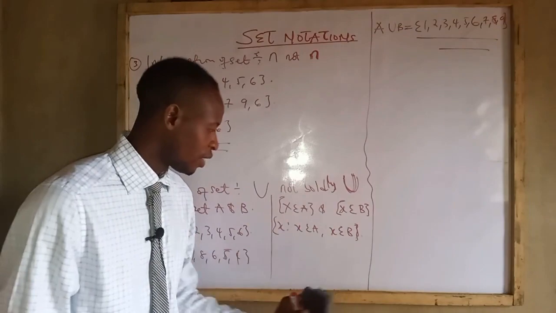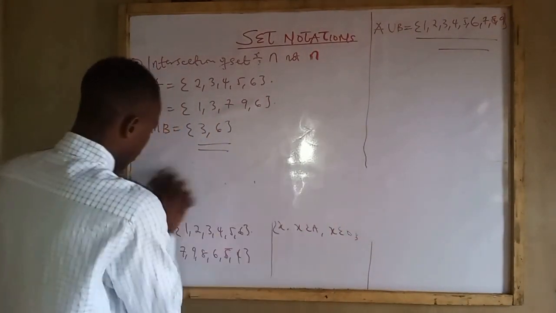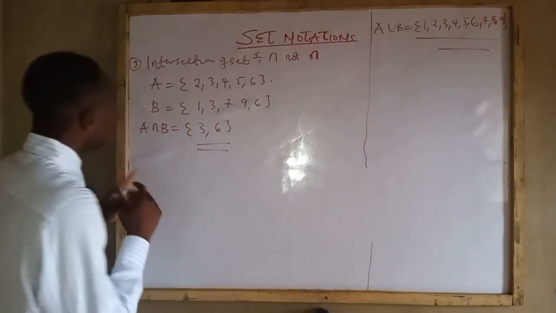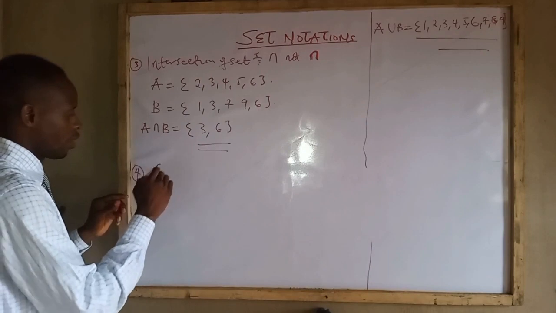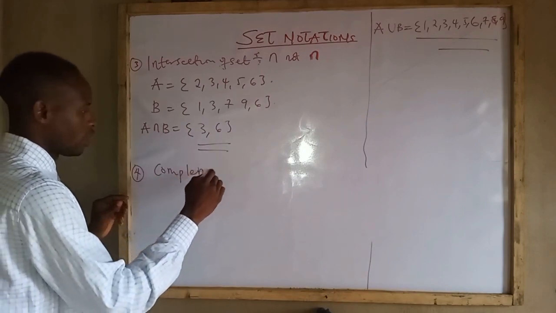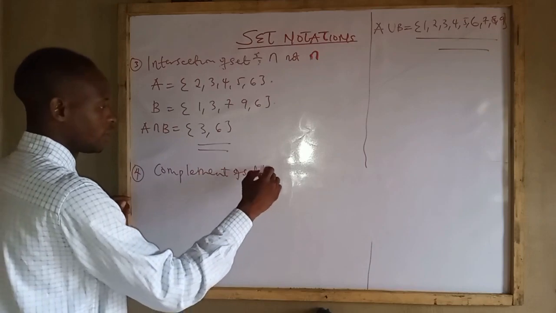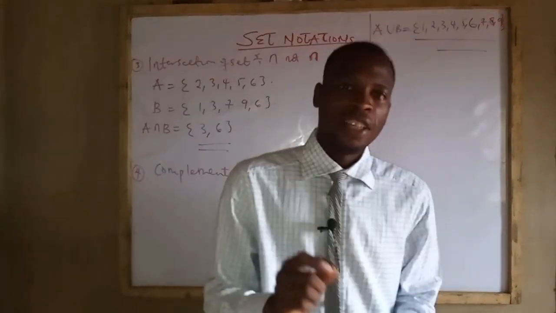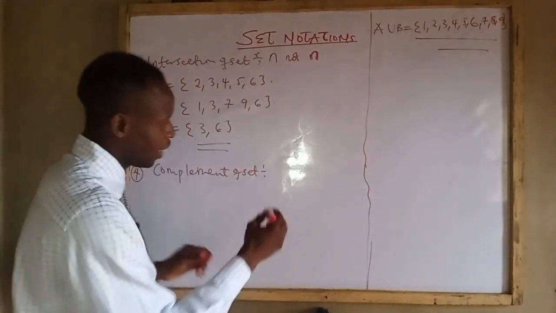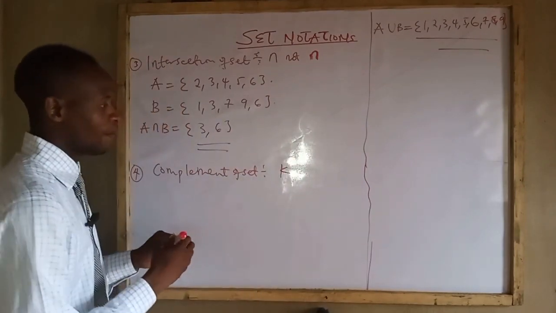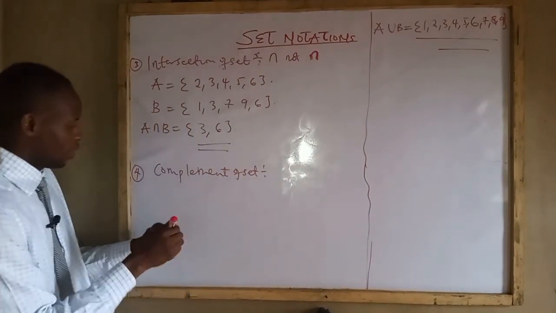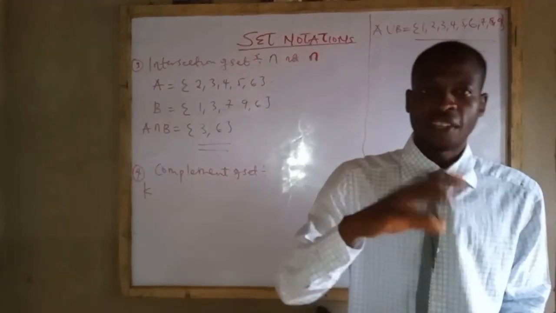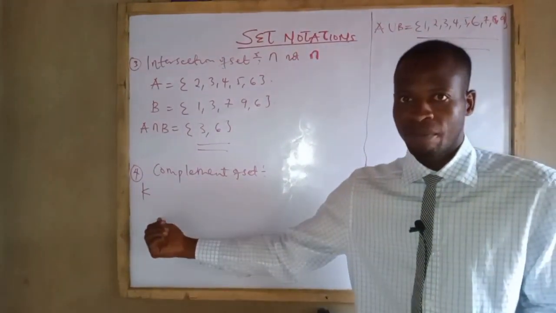So the last here is the complement of sets. The complement of any set, let's say set K, is every element in the universe set except K. That's what complement is.